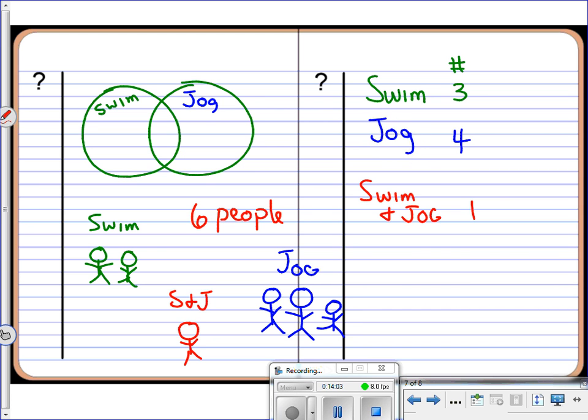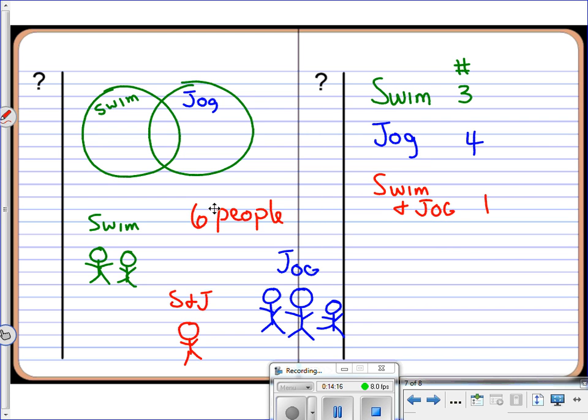What you have to realize is that with the jogging people, there could be some of those that like to swim as well. And so what you want to do is take these people and throw them up into the categories until you can get this to work, okay? You can see that there are 4 people in the circle for jogging, okay? All right, put me on pause, come back and check your work.